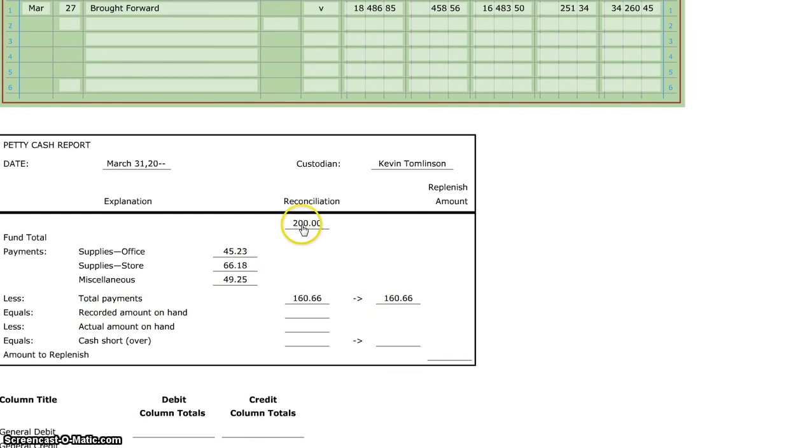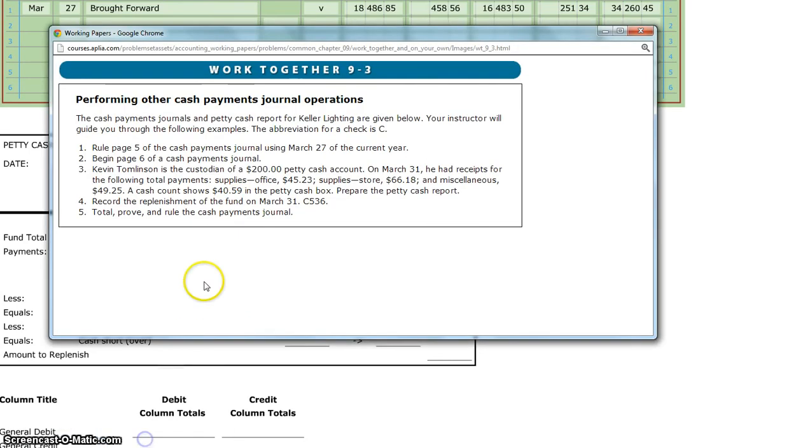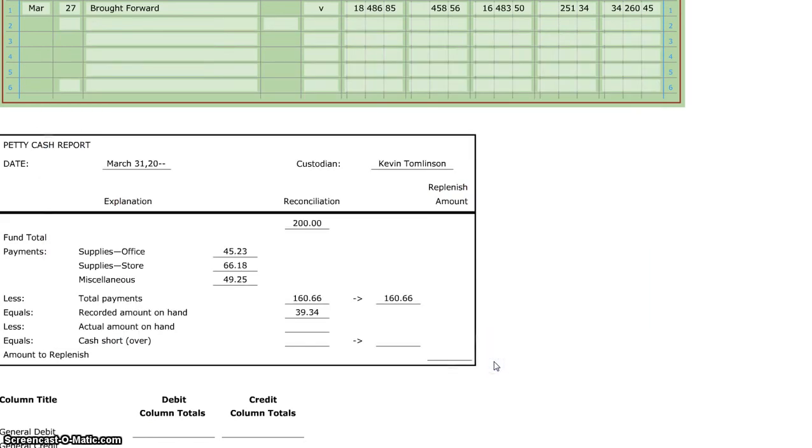Now it's time to do the math. The $200, the fund total, minus the 160.66 equals, okay, the recorded amount on hand. So that means this is what we should have on hand. When we count the petty cash drawer, we should have $39.34. However, when we look at our petty cash box, we have $40.59. So we have a little extra money. We have to account for that.